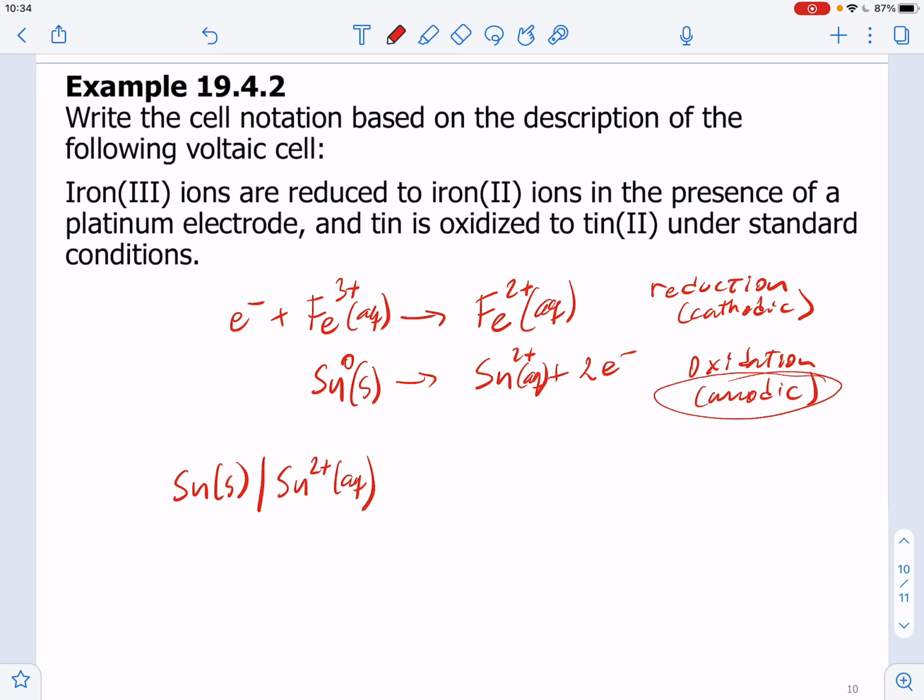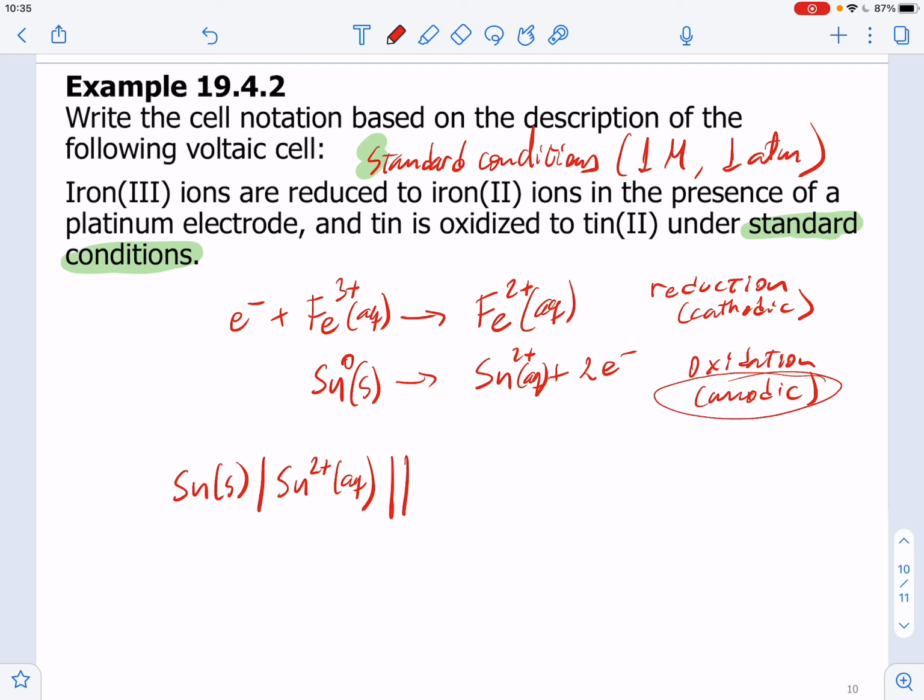Okay, just to mention, there is here mentioning standard conditions, and what that means is, let's write that down here. Standard conditions means that if you have a solution, it has a 1 molar concentration, and if it's a gas, it is 1 atmosphere. Okay, so for now let's just omit that. So we have a tin electrode in contact with a solution containing tin 2 plus. We have our salt bridge.